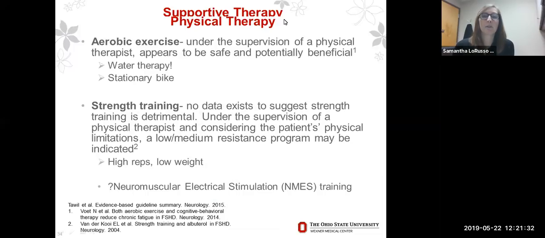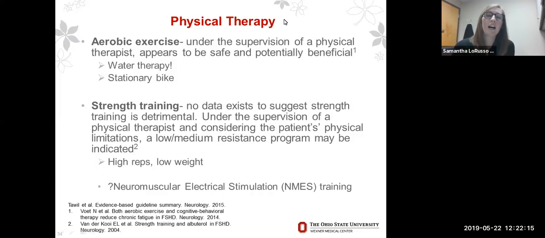So on to talking about physical therapy. Aerobic exercise is recommended, and we're always going to say under the supervision of a physical therapist. It definitely appears to be safe and potentially beneficial. So I would encourage things like water therapy, using a stationary bike. With regards to strength training, there's no data to suggest that strength training is detrimental. Again, this should really be done at least with an initial consultation with a physical therapist who's familiar with FSH. But we're thinking low to medium resistance programs, so more of that high rep, low weight, and not the super high weight.